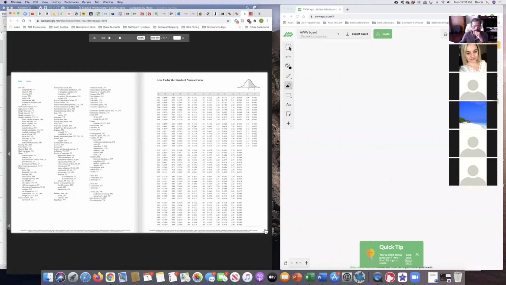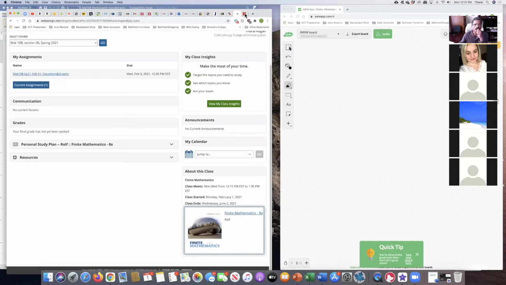No, it actually goes through the whole book, if you do it that way. Yeah, right here. If you want to go to a certain section, you should be able to search for that.